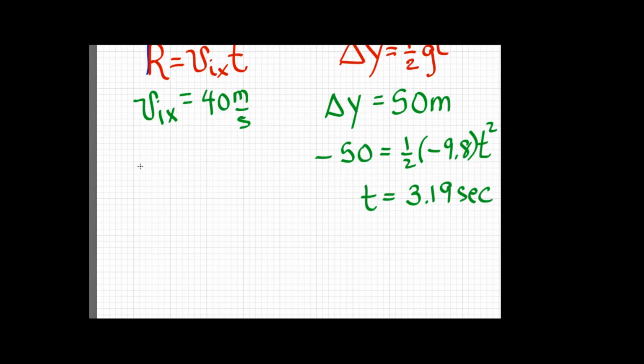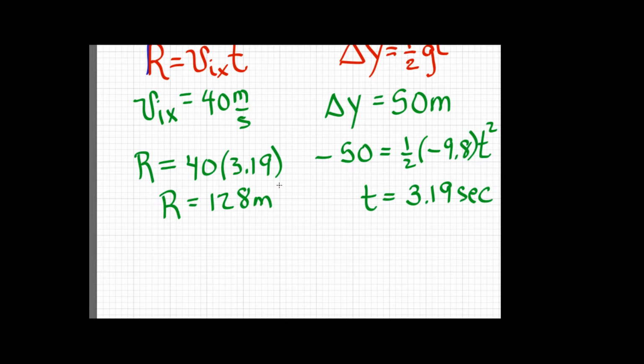And now I can solve for the range, because the range is going to be the initial velocity in the x direction, which we just said was 40, times my time, which was 3.19 seconds. My range then becomes 128 meters, which matches what the simulation says.